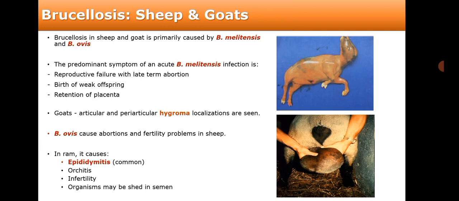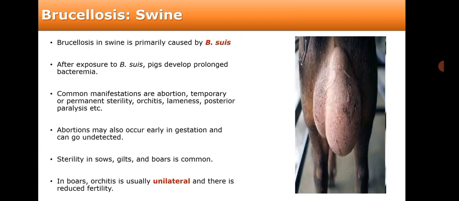Brucellosis in swine is primarily caused by Brucella suis. After exposure to Brucella suis, pigs develop prolonged bacteremia. Common manifestations are abortion, temporary or permanent sterility, orchitis, lameness, posterior paralysis, etc. Abortions may also occur early in gestation and can go undetected. Sterility in sows, gilts, and boars is common. In boars, orchitis is usually unilateral and there is reduced fertility.